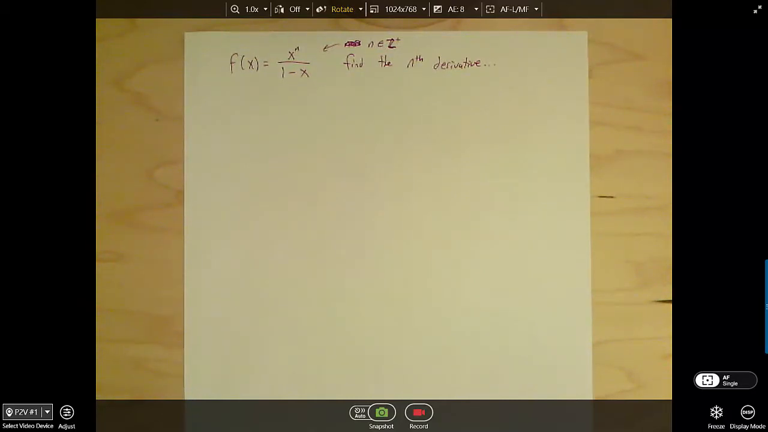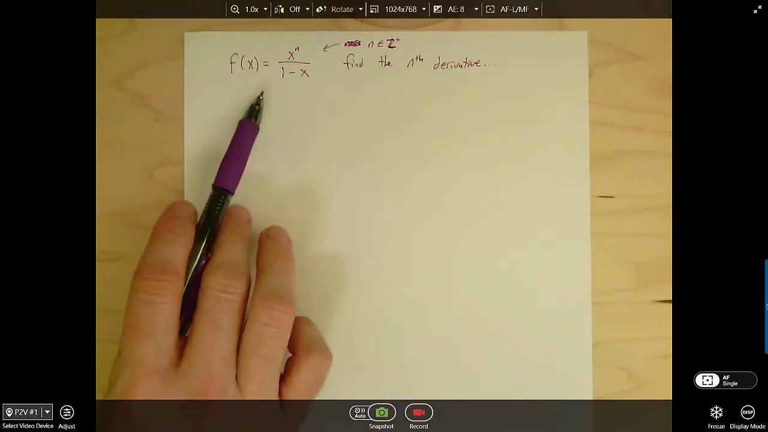Hi everybody. Let's walk through the solution to the last of the extra credit problems, which I said was maybe the trickiest one. You're finding the nth derivative of the function x to the n over 1 minus x, where n is a natural number, so n is an integer that's 1 or greater. I'm going to walk you through the thinking process that I would use if I were a student approaching this for the first time.